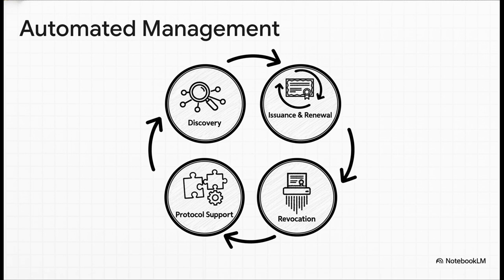A really solid automated certificate management system does four main things. First, it has to be able to discover every single certificate on your network. You can't protect what you don't know you have. Second, it has to automate the whole issuance and renewal process, so certs never expire. Third, if a certificate gets compromised, you need to be able to revoke it instantly. And finally, a good system uses open standards like ACME. That's the protocol behind Let's Encrypt, so you're not locked into one vendor forever.